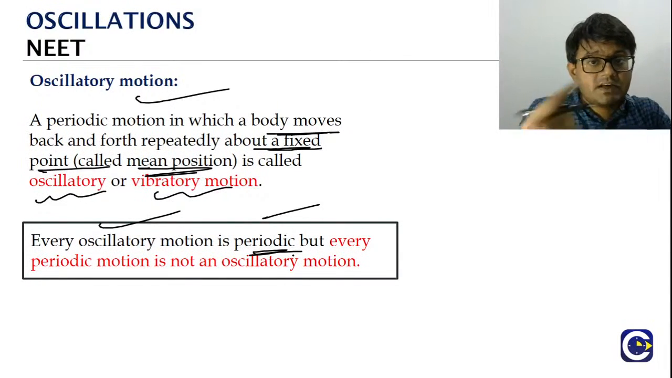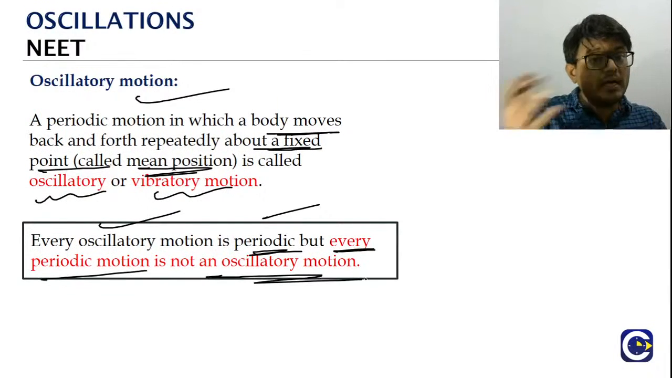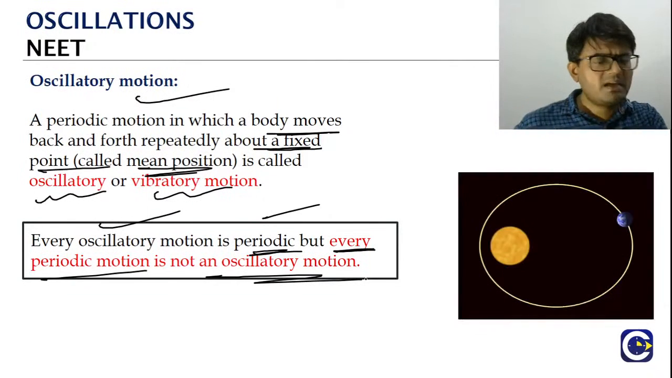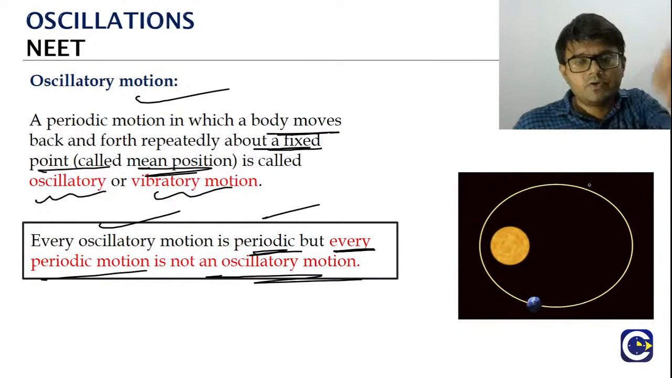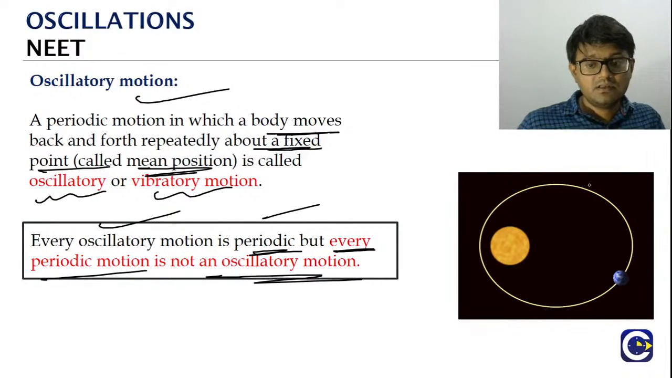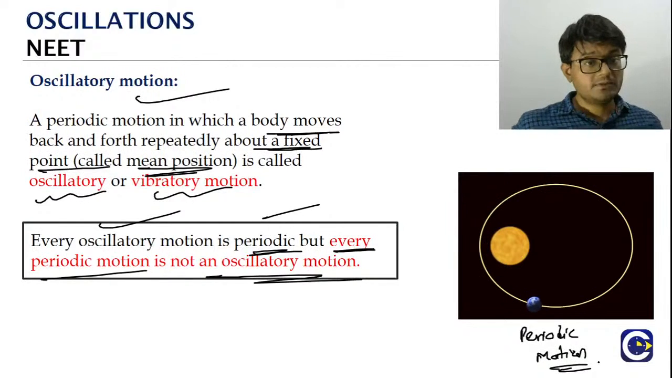But the vice versa is not true. Every periodic motion need not be oscillatory. That's the best example: if a planet is going to revolve around the sun, this is an example of periodic motion, but it is not oscillation.